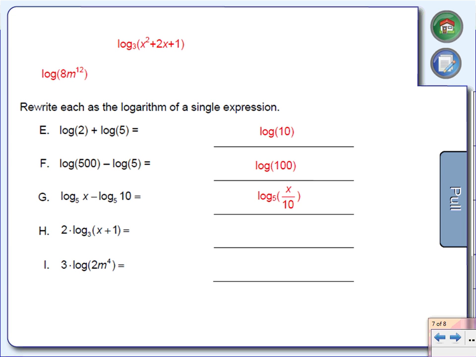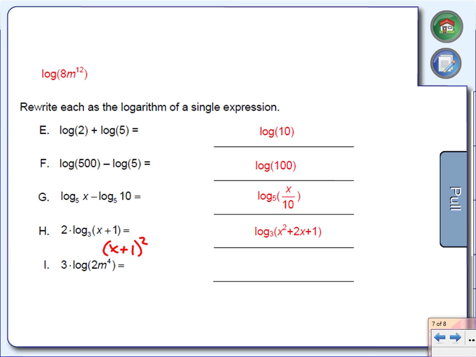All right, H. Here we have 2 times the log base 3 of X plus 1. Now notice there's a 2 in front here. Anybody remember what we said about the 2? It's the exponent, right? So this can also be written as X plus 1 squared. Anybody know what you get when you square the X plus 1? X squared plus 2X plus 1. Remember, you got to use FOIL method. FOIL method. That's what we get.